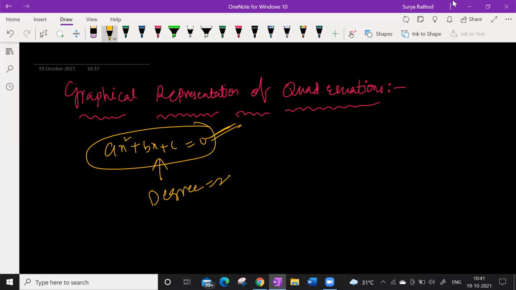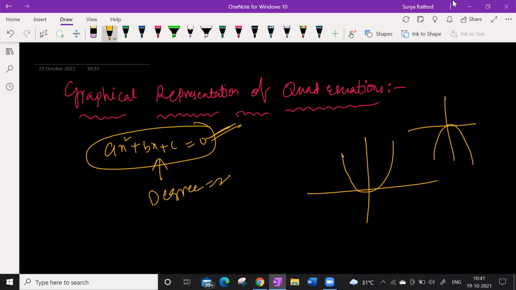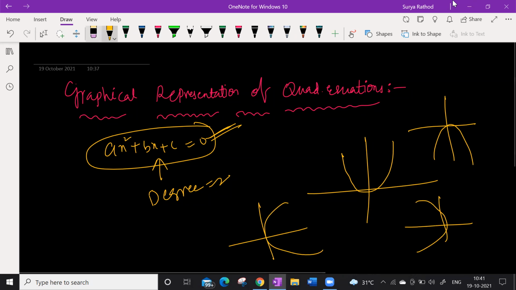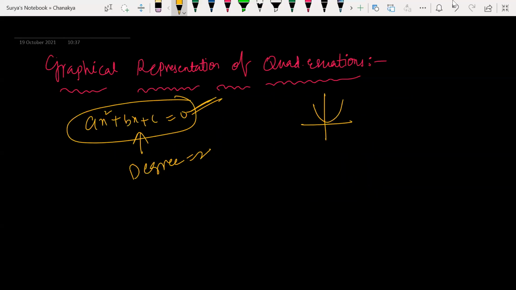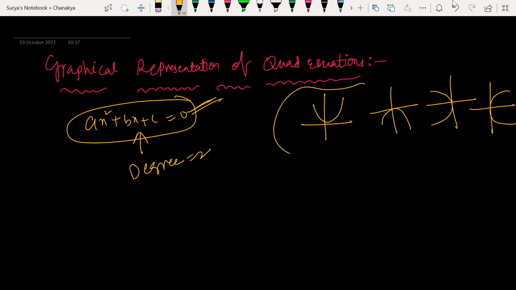Basically, a parabola can be drawn in 4 ways. It can be like this, like this, like this, like this. Let me just maximize the screen. In 4 ways we can draw the parabola. Look at this. It can be like this, like this, like this. It can also be like this. This is how we can draw the parabola.